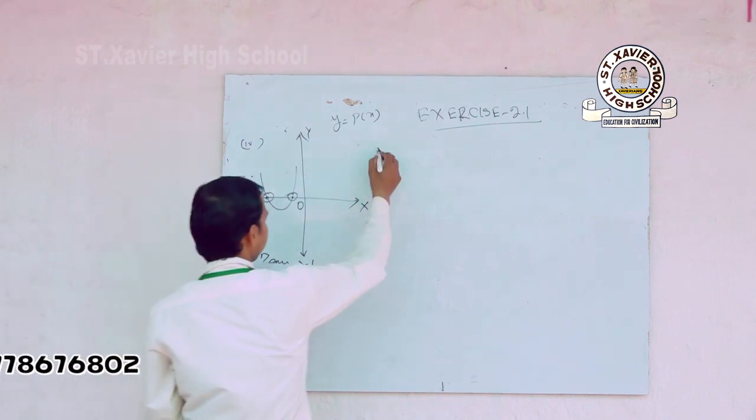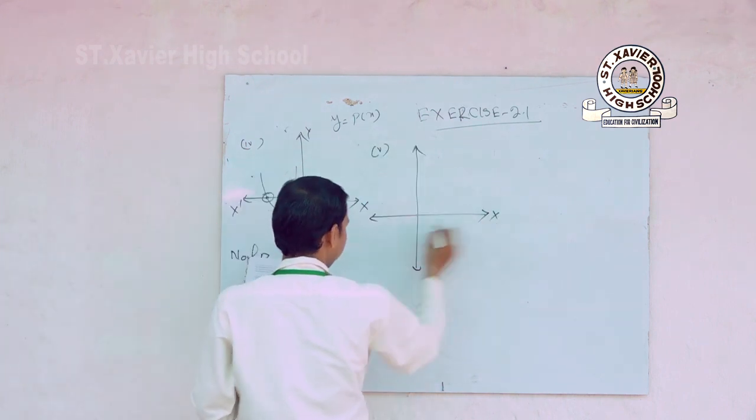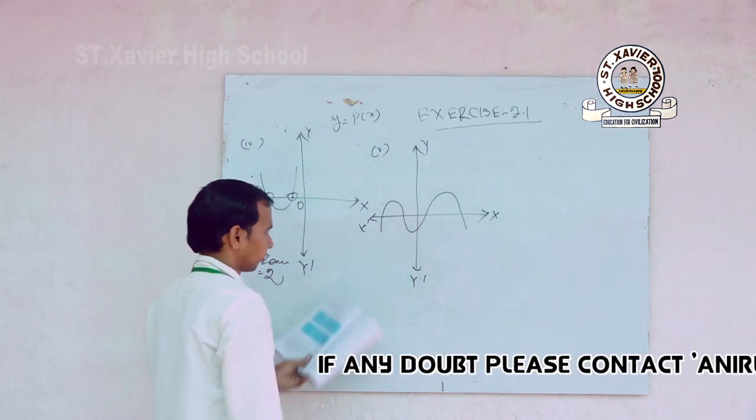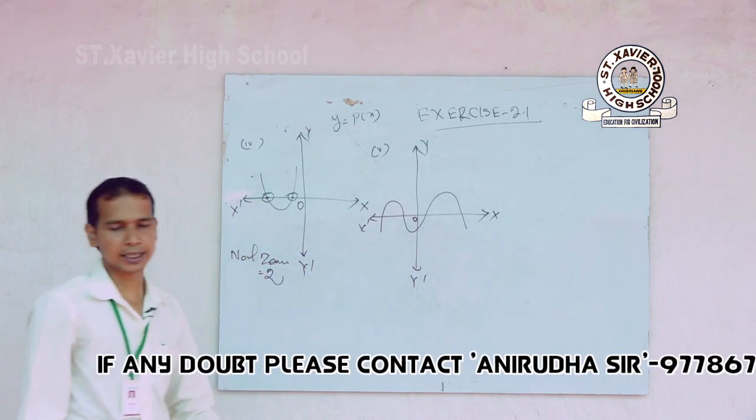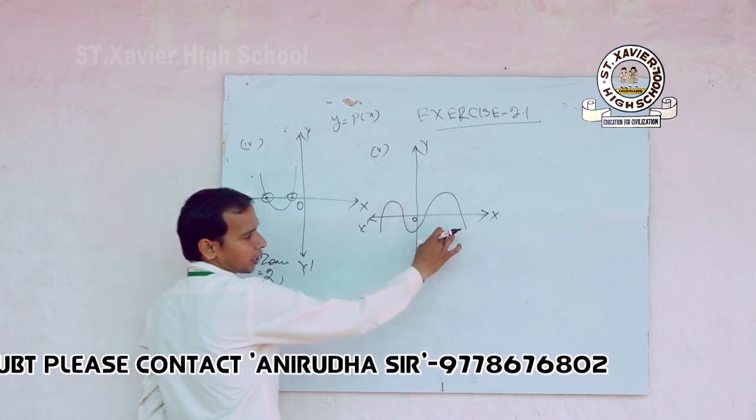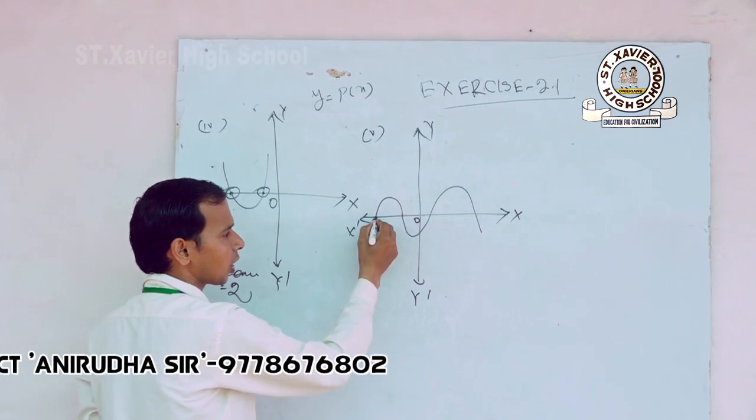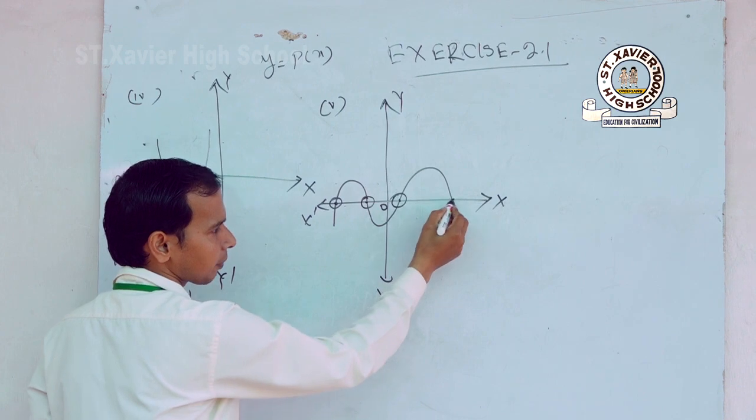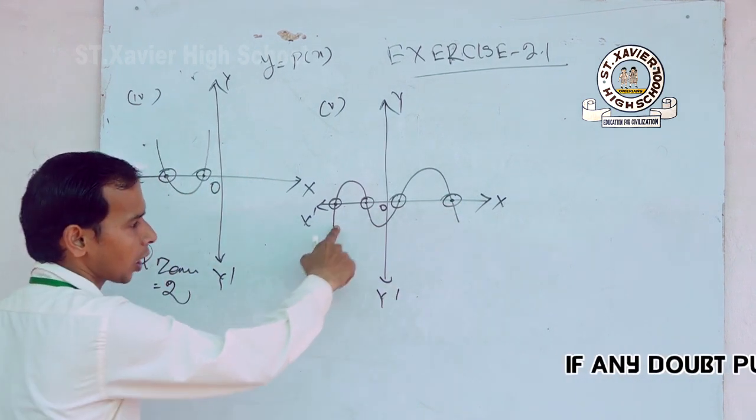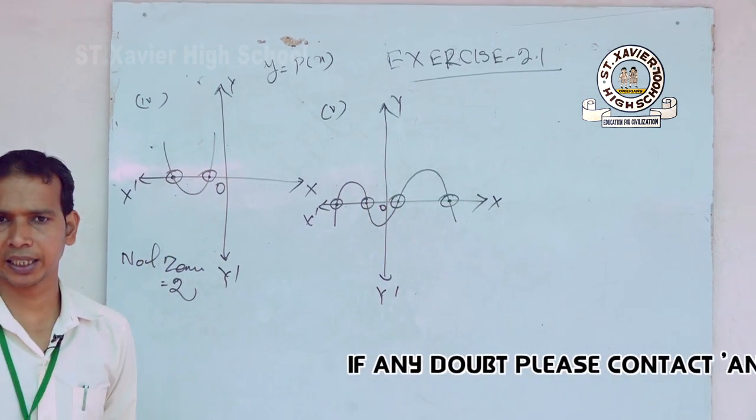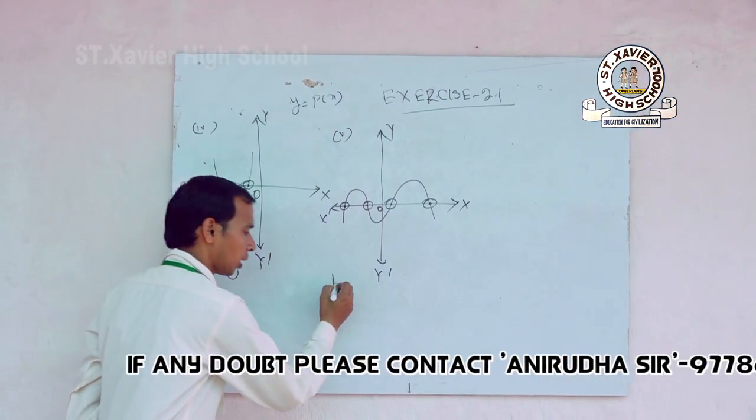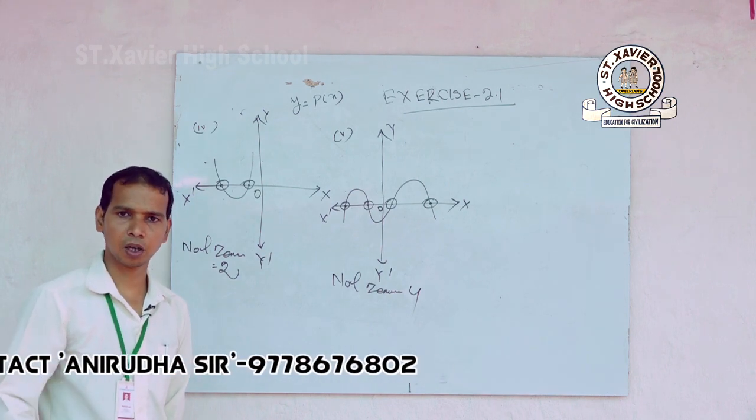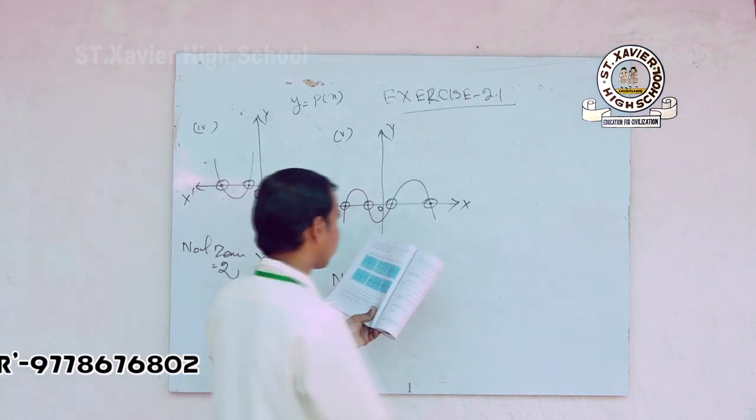Come to part B. X dash, y dash, of this type. Mark here this graph line and this x-axis. Count the number of intersecting points: 1, 2, 3, 4. There are 4 intersecting points here. So the number of zeros is 4. Confirm this. Okay. Third last bit here.